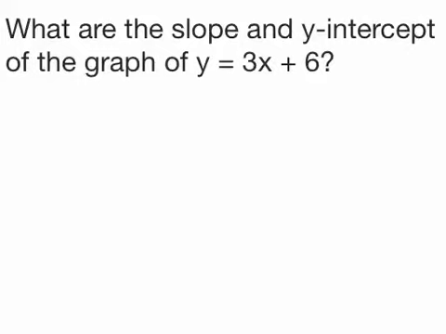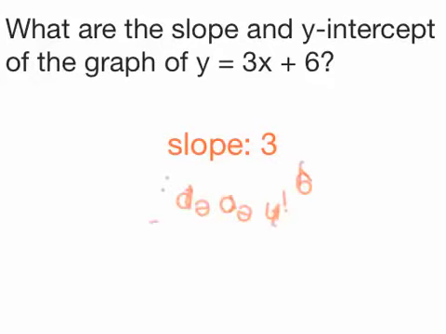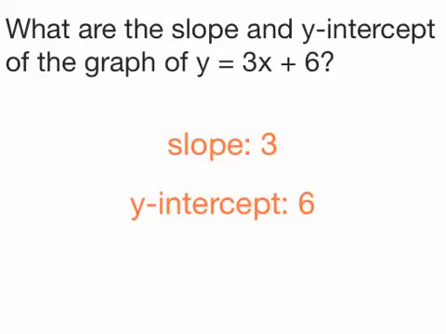This asks us, what are the slope and y-intercept of the graph y equals 3x plus 6? Well, if you think back to y equals mx plus b, what took the place of m is 3, so the slope would be 3, and what took the place of b is 6, so the y-intercept would be 6.